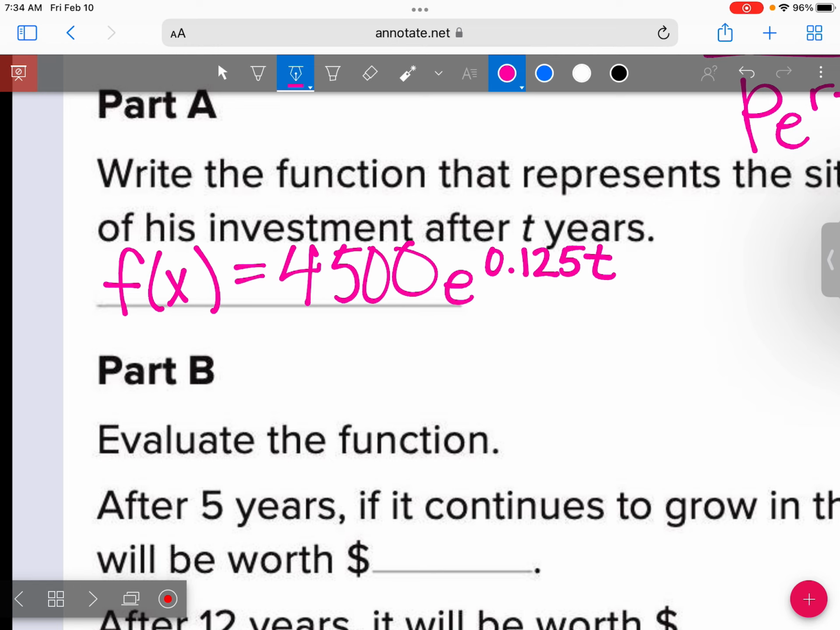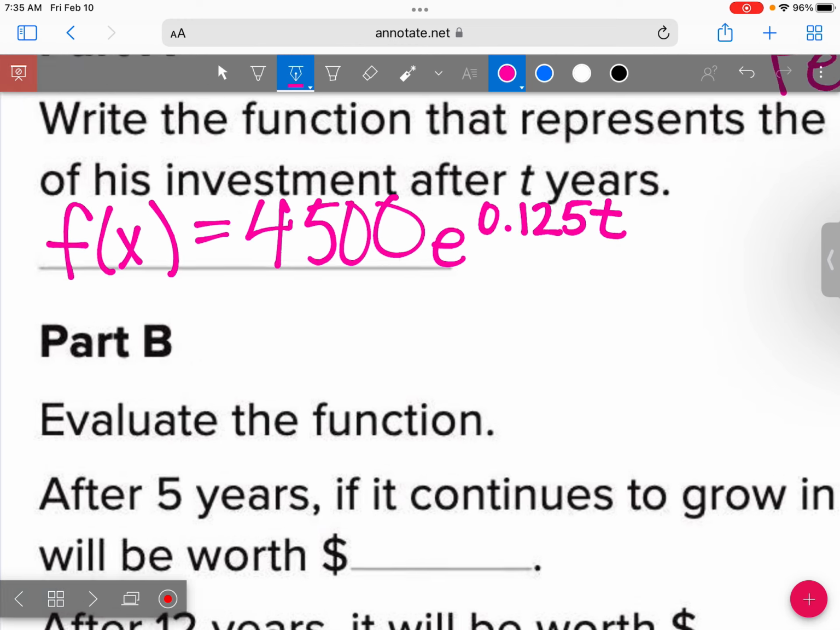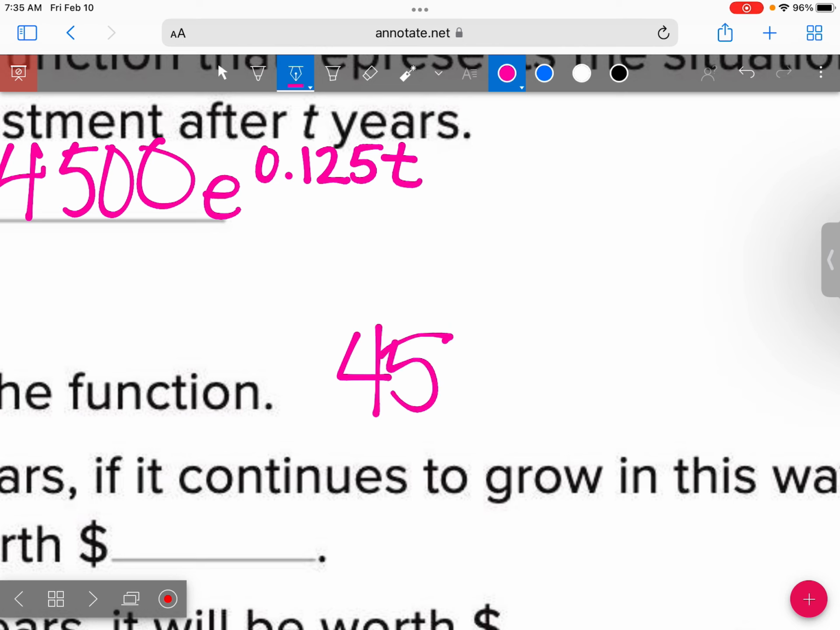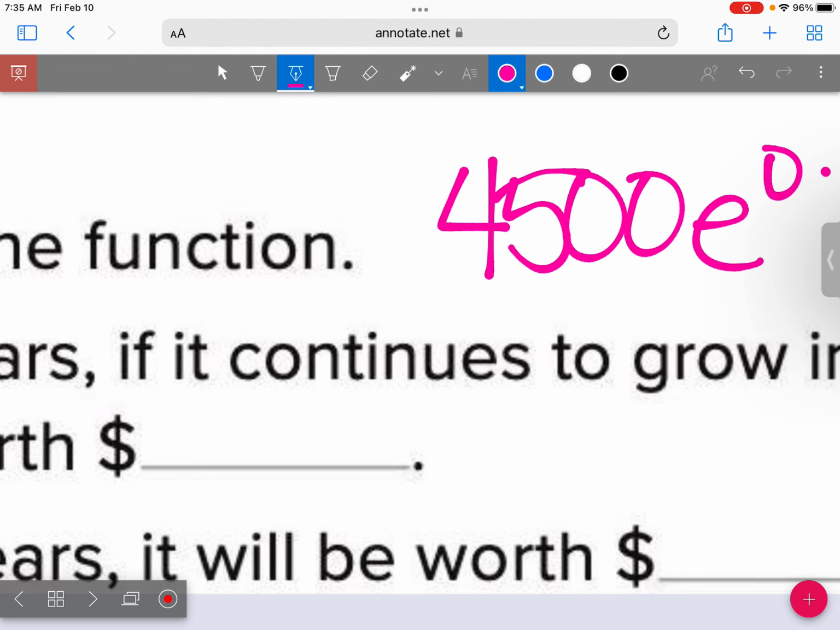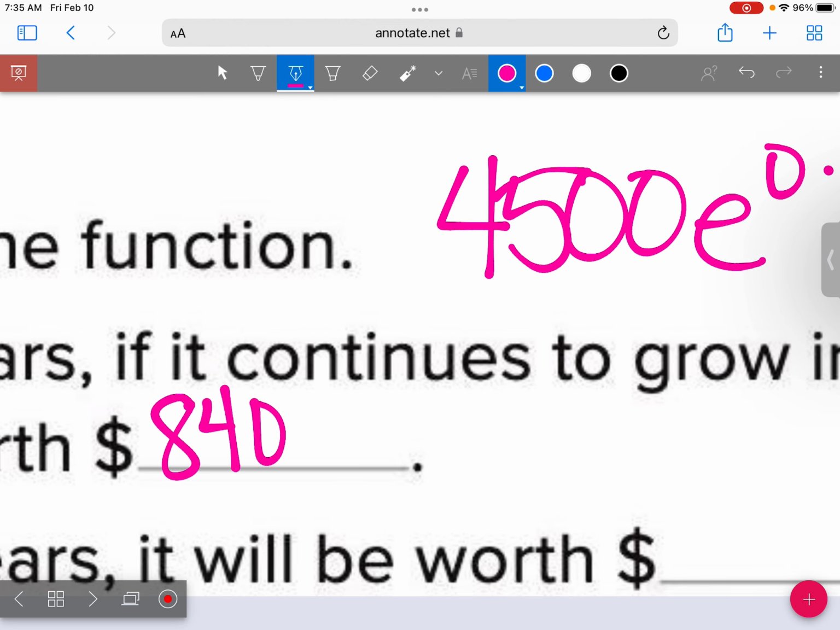So, part B asks us to evaluate the function. So this is going to give us one of these values to plug in, okay? So it says after 5 years, it continues to grow in this way. Alejandro's investment will be worth how much? So what variable are we given? 5 for what? T. There we go. So we're going to plug in 4,500 e to the 0.125 times 5. Okay? And what do you guys get? 8,407.11.